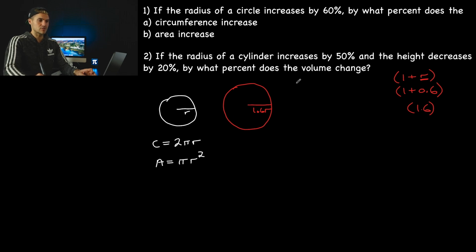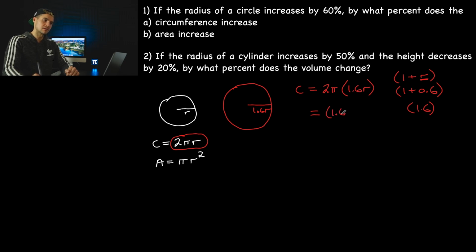And so now what we have to do is see, okay, by how much did the circumference increase? Well, we know that the circumference is equal to 2 pi times the radius, 2 pi times whatever the radius of the circle is. In this case, our radius is 1.6 r, like that. But what we have to do is see how much this original circumference 2 pi r increased by. Well, notice we could just bring the 1.6 in front, like that, and then we'll have 2 pi r over here, the original circumference.